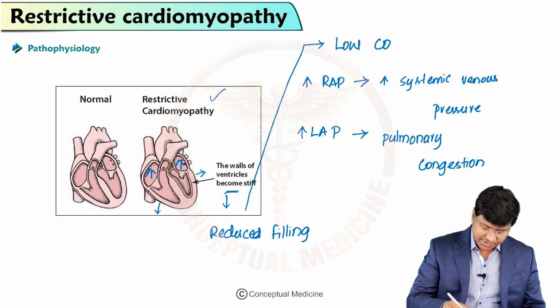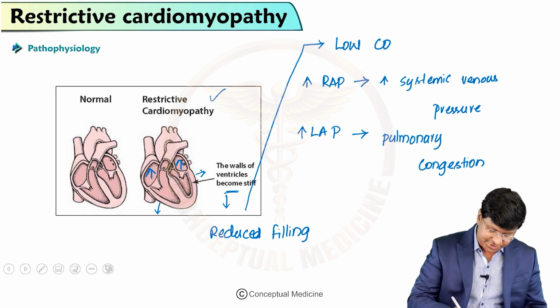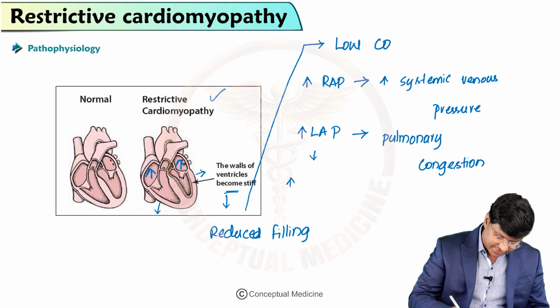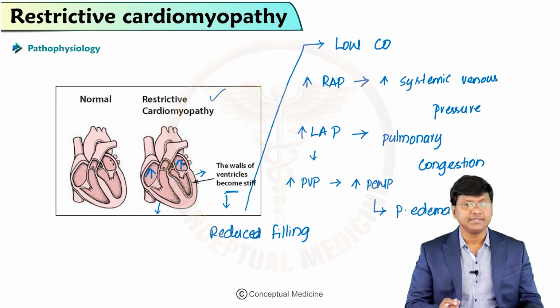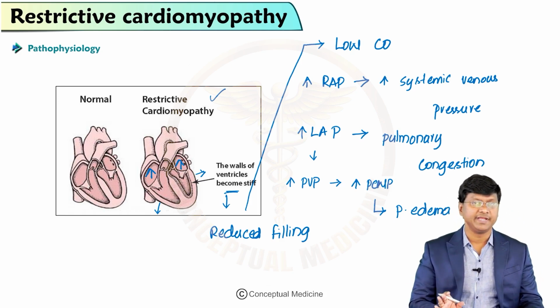Okay, why? Because once there is an increase in left atrial pressure, there will be an increase in pulmonary venous pressure. There will be an increase in pulmonary capillary wedge pressure, and that will result in the development of pulmonary edema.